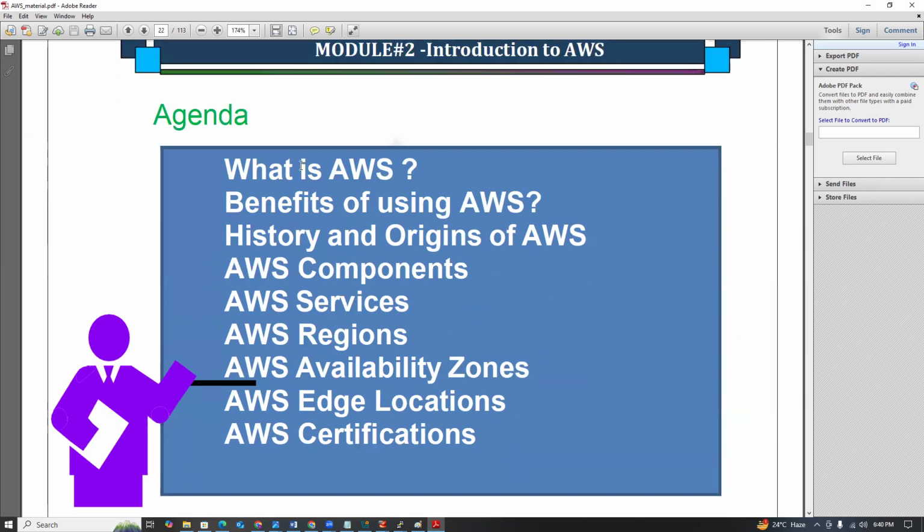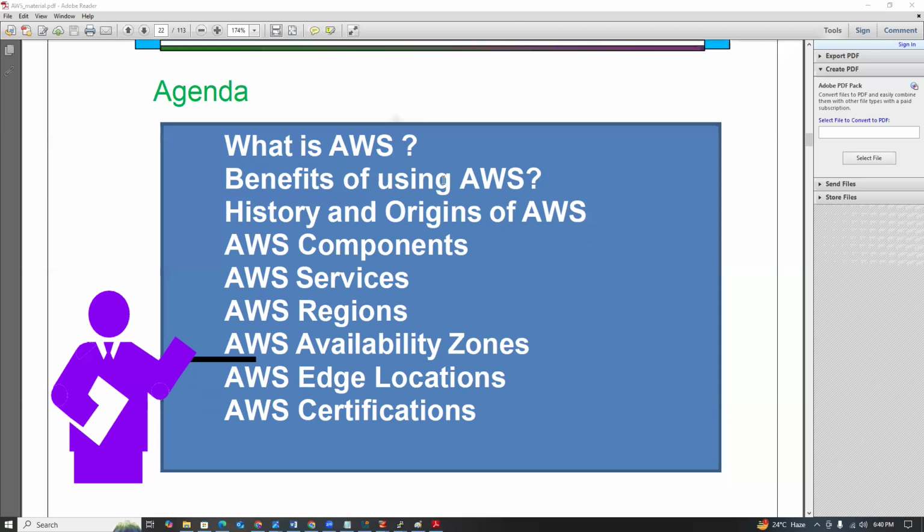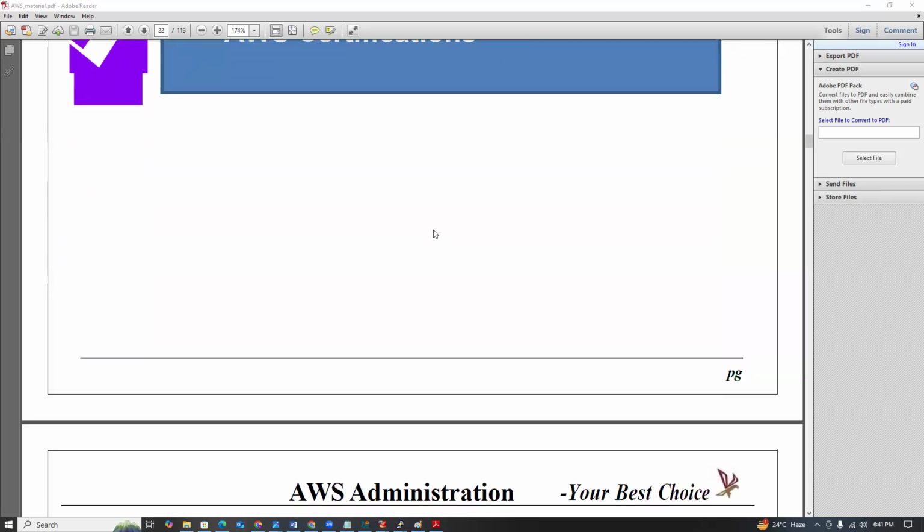Today, module 2, we'll discuss the introduction to AWS. What is AWS, benefits of using AWS, history and origins of AWS, AWS components, AWS services, AWS regions, AWS availability zones and edge locations, and AWS certifications. What they are providing in cloud computing are computing resources, services and solutions. What are those services and solutions?